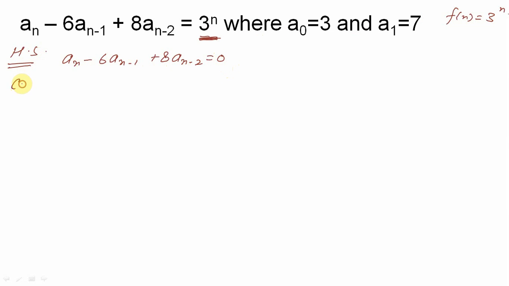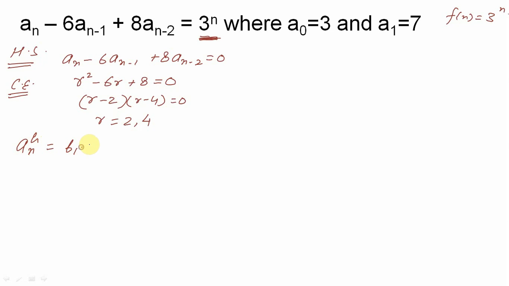So now I find the characteristic equation, using the similar method as I discussed in the previous question. I get r square minus 6r plus 8 is equal to 0. Solving this, I get r minus 2 and r minus 4 is equal to 0. So I get r is equal to 2 and 4. Once again, real and distinct roots. So the homogeneous solution anh is b1 2 to the power n plus b2 4 to the power n. So this is the homogeneous solution.